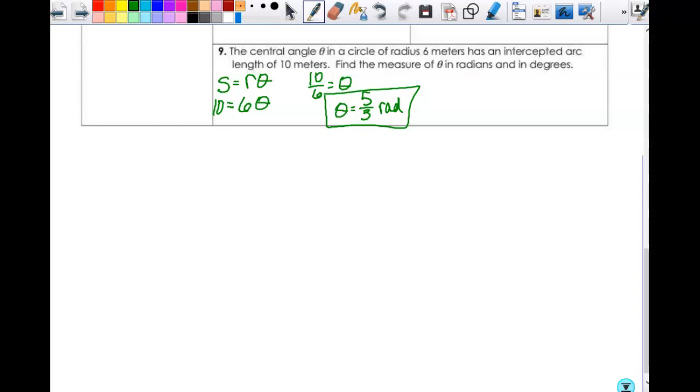So if I want to convert radians to degrees, I would take 5/3 and I multiply it by what? It's either 180 over pi or pi over 180. 180 over pi. If it's radians, you need to divide the pi out. So it is 180 over pi. So then 3 goes into 3 once, goes into 180 60 times. So that means theta is also 300 over pi degrees. And that's the exact form. Okay.